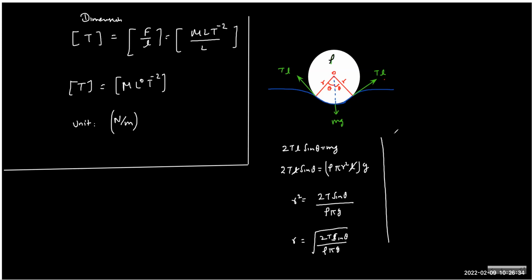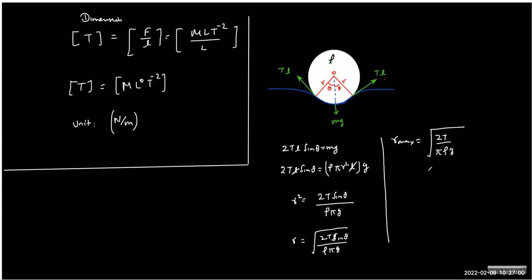So the maximum radius of needle that you can put on a water surface which will be balanced will be roughly 2T by rho pi rho g. That's a nice method. And this you can find, and you will find that this will be in millimeter, fraction of millimeter.